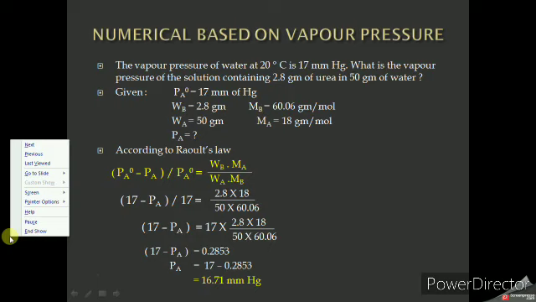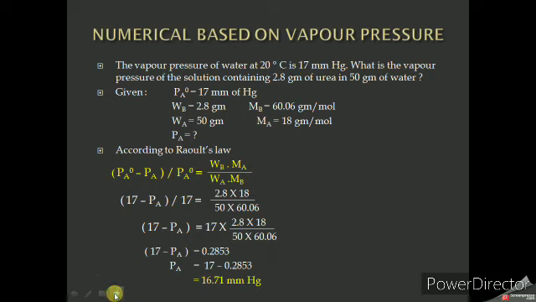So formula carries half the marks and substitution carries half the marks. Then you have to solve this, transfer the 17 to right hand side and solve this by using logarithm. So PA is equal to 17 minus 0.2853. So your answer is 16.71 mmHg. So in this way you can solve the numerical based on relative lowering of vapor pressure. Try for other numericals from your textbook.